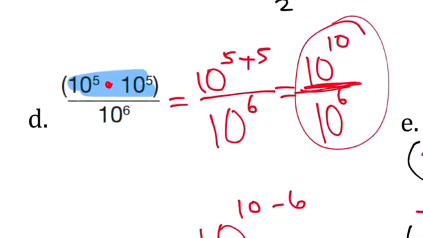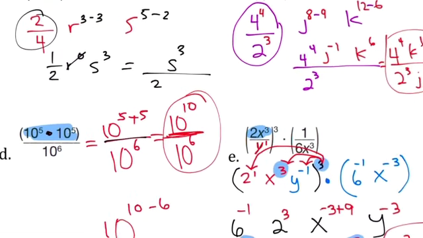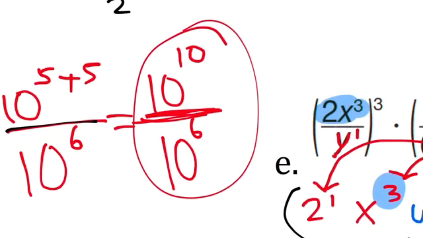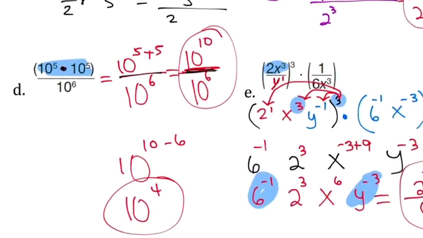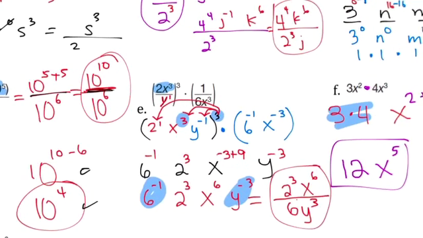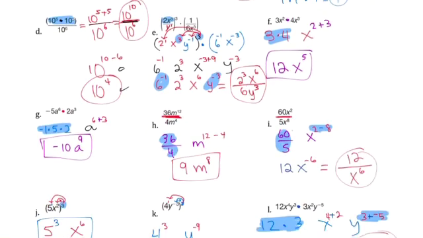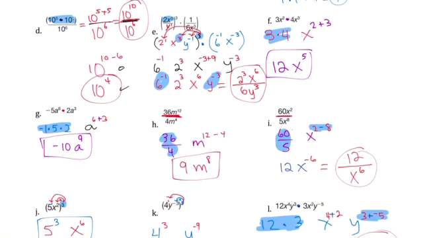Same thing here. You do the numerator first, because it's multiplication, we add them. And then you do the division, because it's divide, you subtract them. Right here. And that's your final answer. Anyways, that's how you do them.